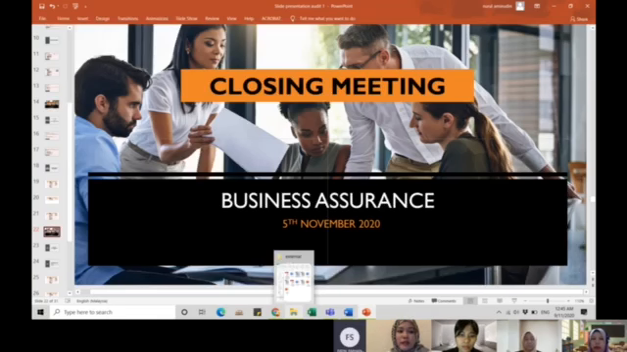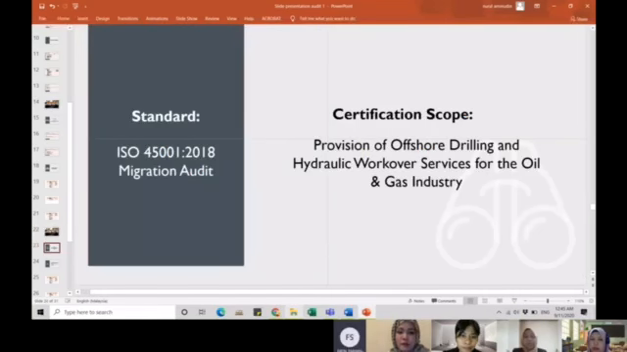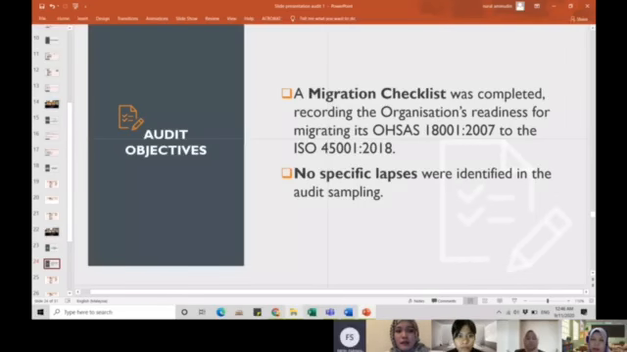What we have done as planned: we have reviewed the ISO 45001:2018 system documentation that you have prepared for this certification scope, with the purpose of filling up a migration checklist, which we were able to do thanks to the HSE team, and we completed the checklist as planned. There is also a good report because there are no lapses identified related to the documentation. So the documentation requirements for the new standard changes are in order. I think you have the format ready as it will be implemented. So actually it is a good outcome from this audit.